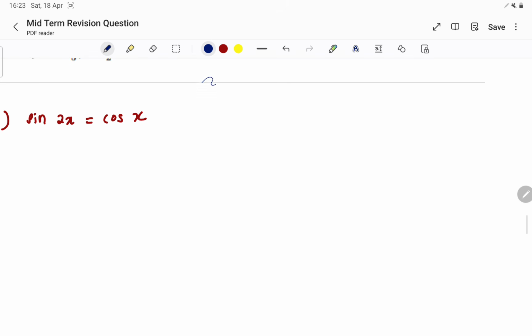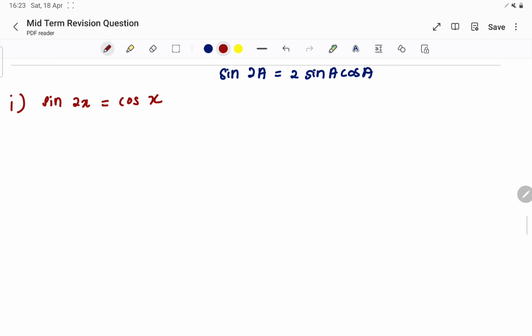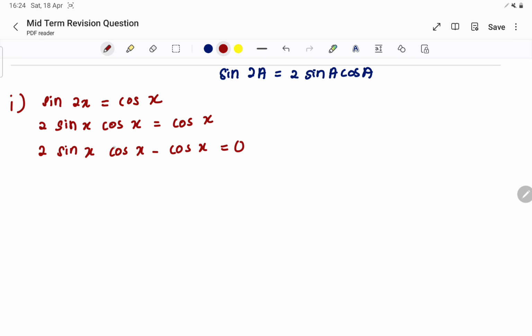This can use the identity sin 2a equals 2 sin a cos a. So we can convert sin 2x using this identity, and we get 2 sin x cos x equal to cos x. Now you bring cos x from the right side to the left side, and you get 2 sin x cos x minus cos x equal to 0. Then you see we have the same thing inside each term, which is cos x, so you bring it outside and factorize it.